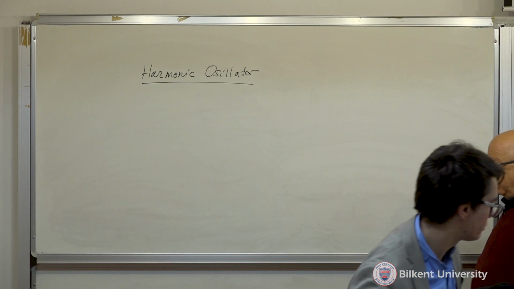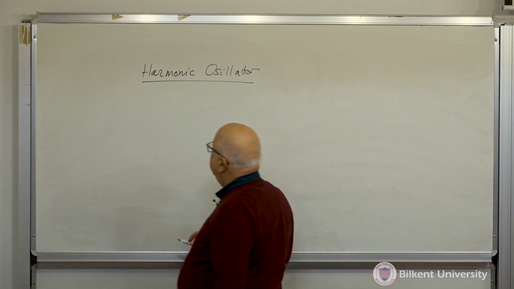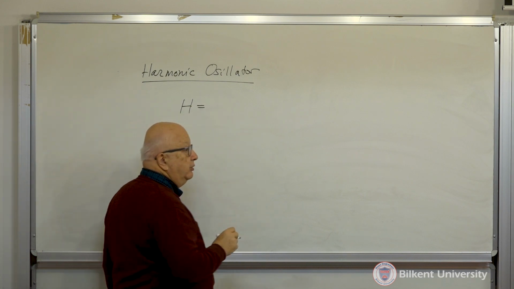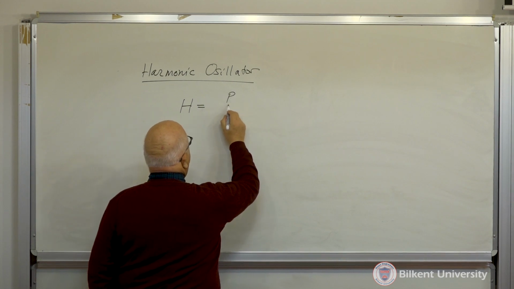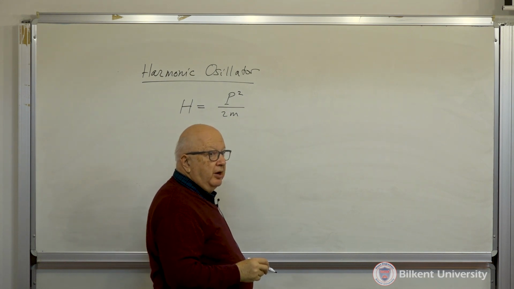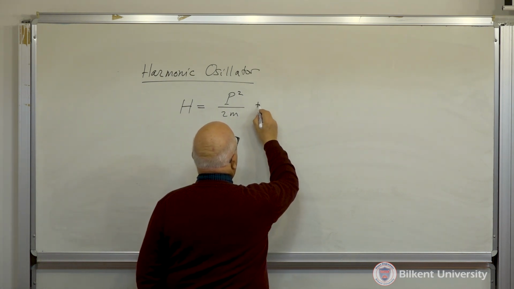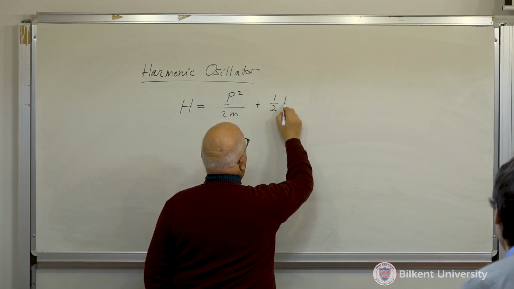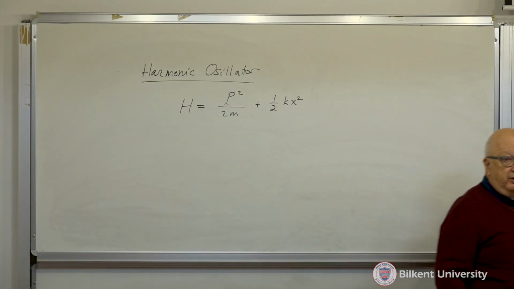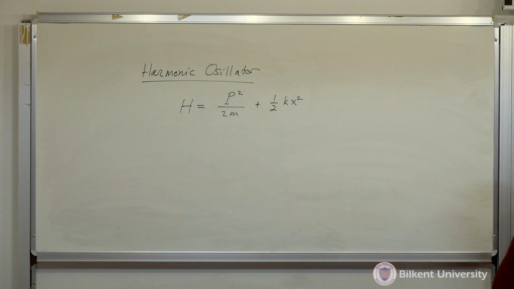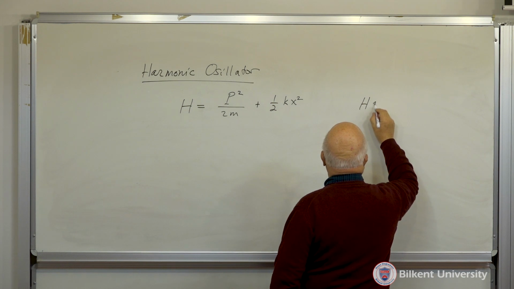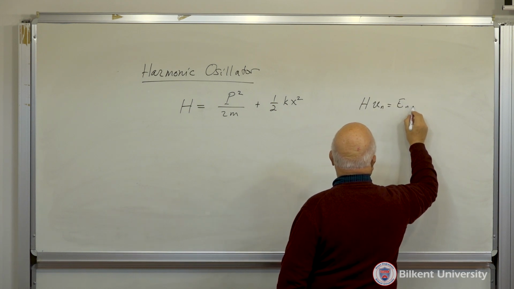system with a quadratic potential energy. Okay, so the Hamiltonian, the total energy of the system, is given by p squared over 2m, and then you have also a 1 over 2 k x squared. Okay, so that's the Hamiltonian, and we'll be looking at solutions to this system of the form H u_n is equal to E_n u_n.